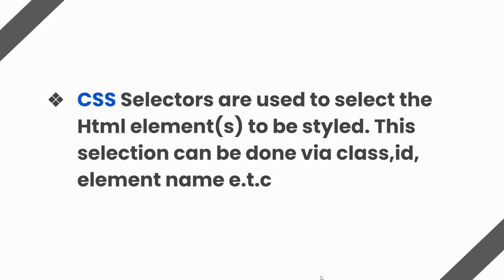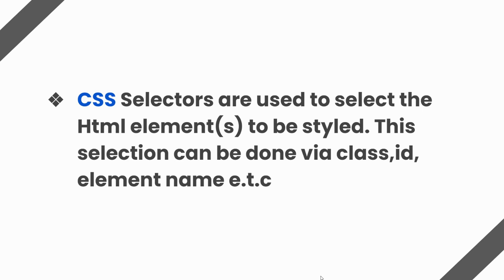So yeah, selectors section. We'll describe what a selector is, and the different types of selectors that we have in CSS. First, the definition of CSS selectors. CSS selectors are used to select the HTML element to be styled. Now this selection can be done via the class, the ID, or the element name.